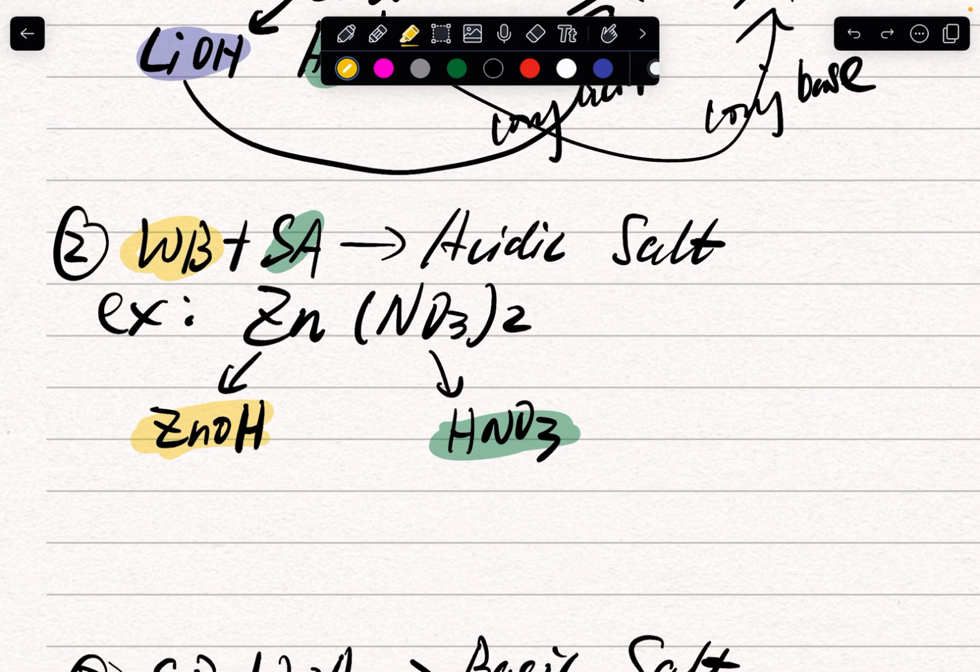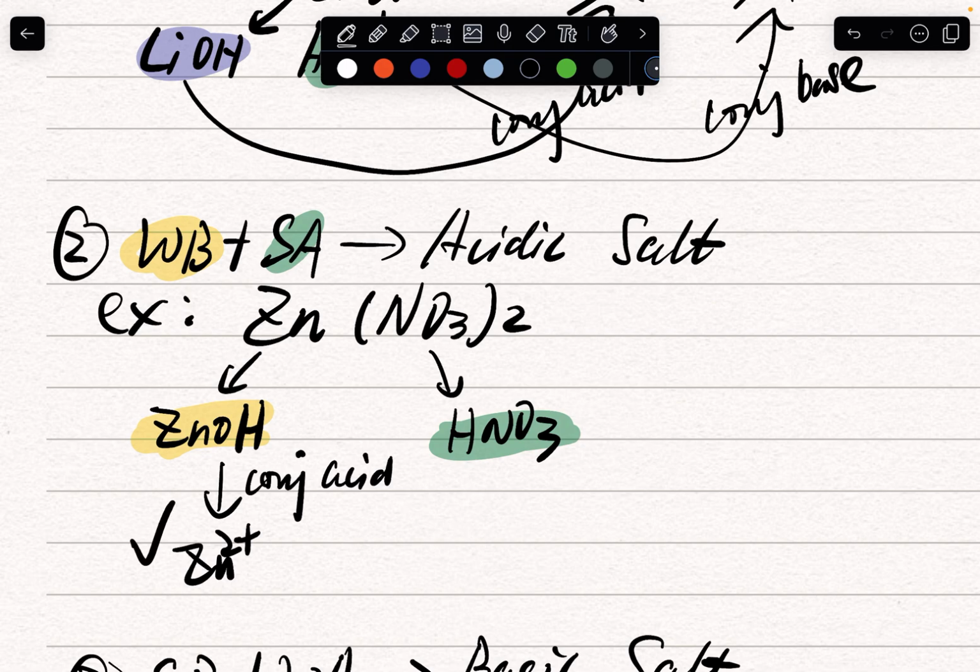It's a weak base. And then, because it's a weak base, its conjugate acid, Zn plus, it's actually 2 plus here, right? It's actually quite acidic, right? You cannot ignore the acidity of this conjugate acid, okay? So we're gonna put a check, okay?